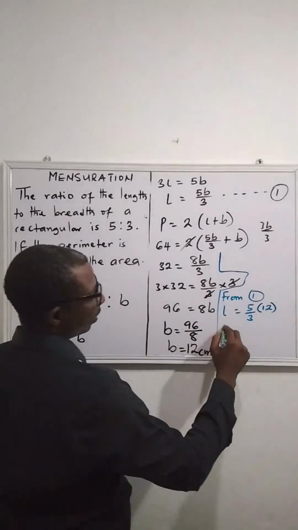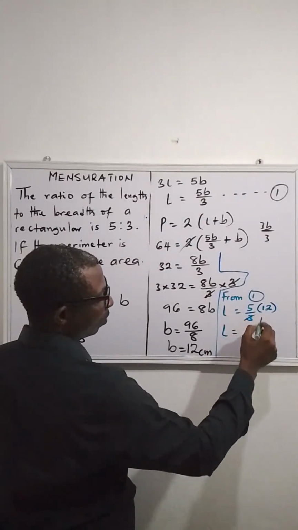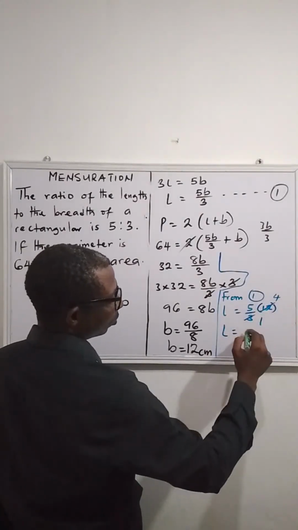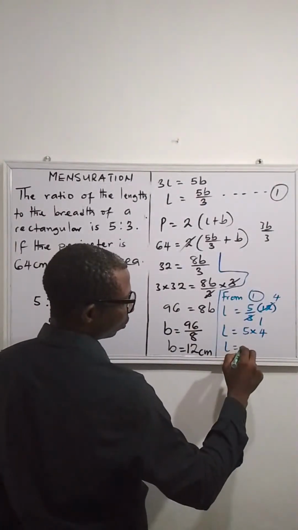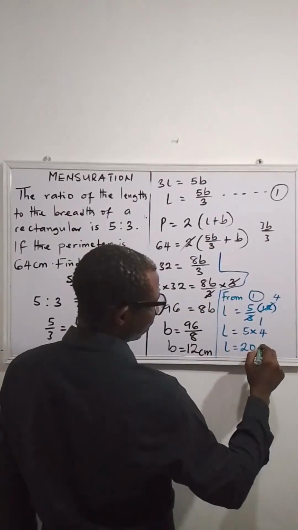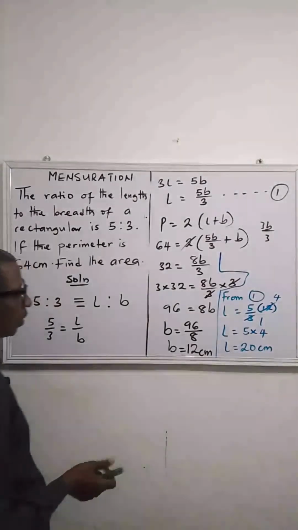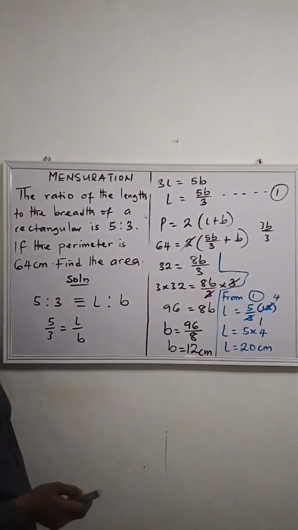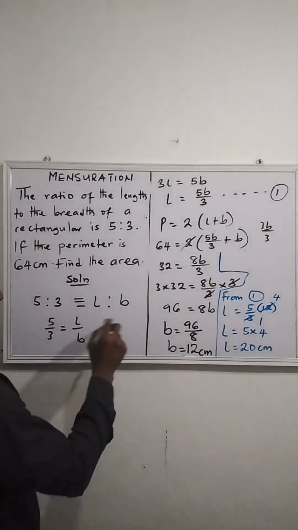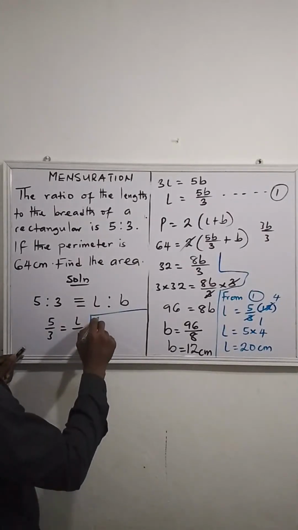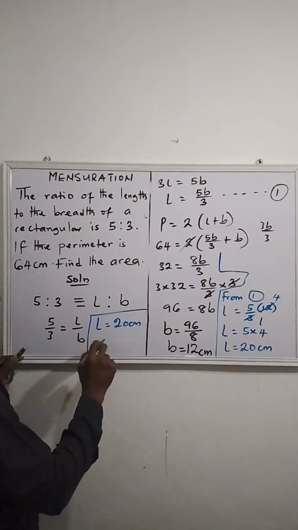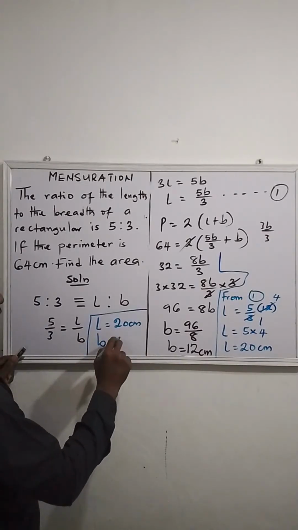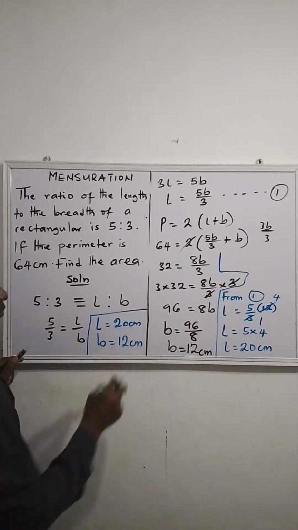Okay. So we have L equals, now 3 goes here 1, 3 goes here is 4. We have 5 times 4. So therefore L equals 20 centimeters. So now we have the dimension of the rectangular shape. So we have the length to be equal to 20 centimeters and the breadth to be equal to 12 centimeters.